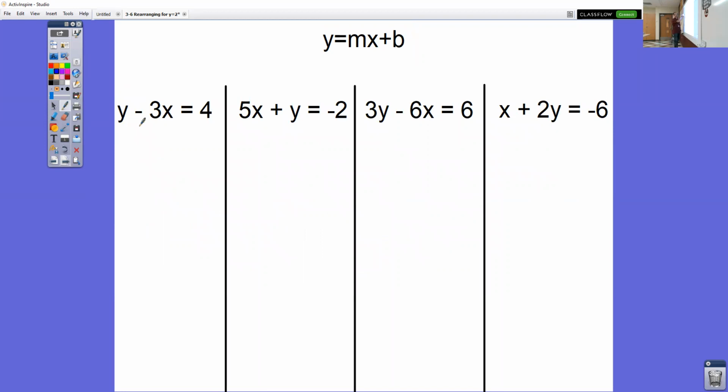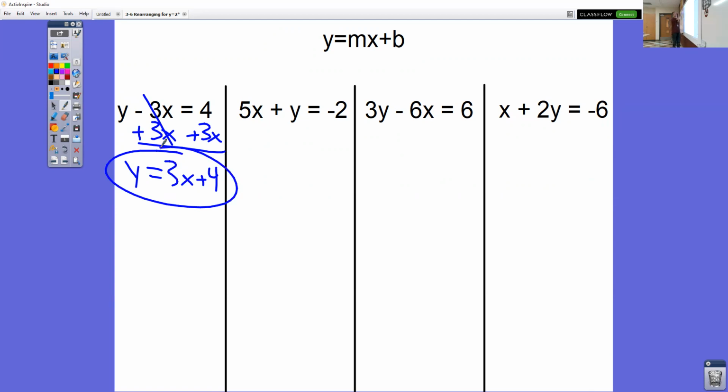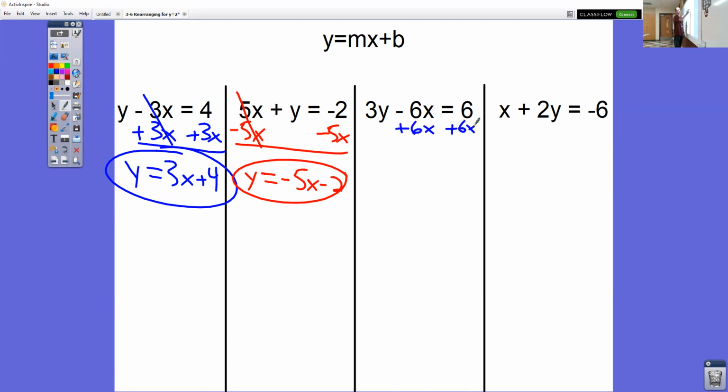Getting this y all by itself, we would have to do +3x and +3x. We don't have to divide in this one. 4 plus 3x, we can't add those together, but we can switch around the order. You didn't have to divide in this one because the y is all by itself already. Take a look at the next one. -5x and -5x to get the y all by itself. So y equals, you can't do a -2 minus 5x, but we can flip around the order to be -5x minus 2.